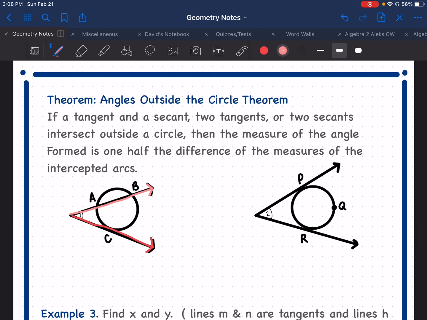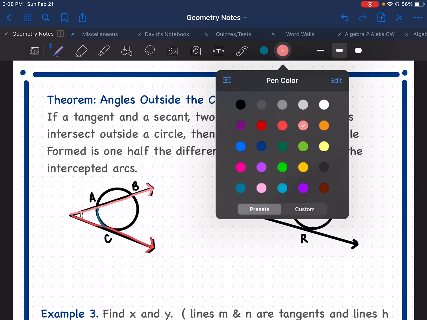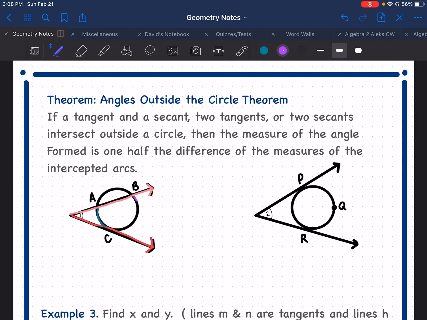Angle 1 says we're going to take the two intercepted arcs, which would be, let's change the colors, this arc and that one. Okay. Now you have to do this in a specific order.